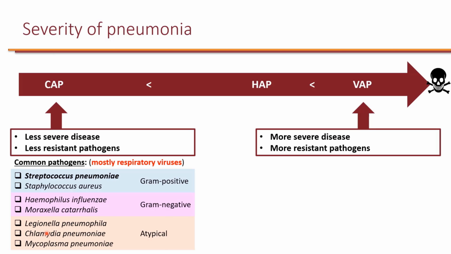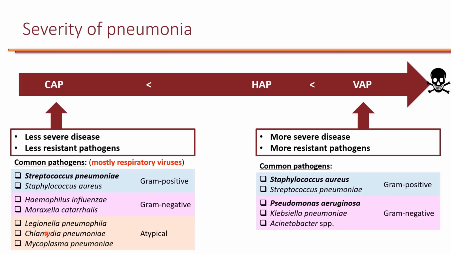Now, when it comes to nosocomial pneumonia, you're more likely to have multidrug-resistant organisms causing HAP and VAP. Of course, Staphylococcus aureus is one of the number one organisms causing nosocomial pneumonia, and in this case, often the strains are MRSA. And just like CAP, Streptococcus pneumoniae is the number one respiratory organism that can also cause pneumonia in the nosocomial setting.